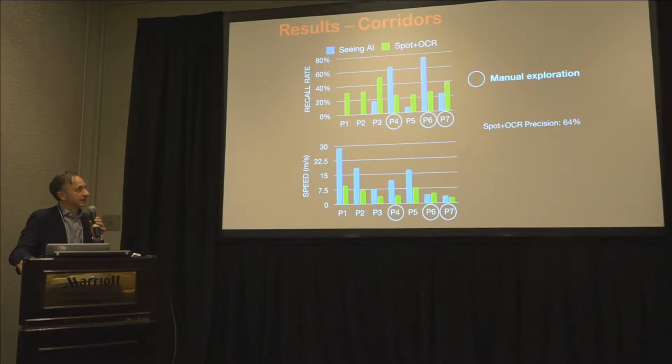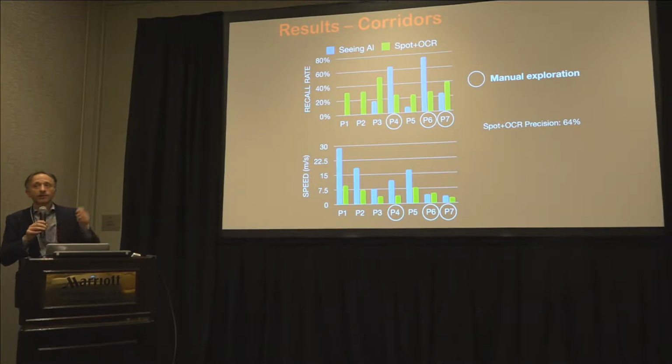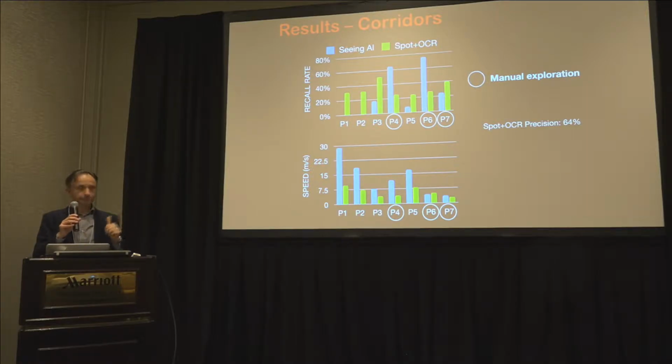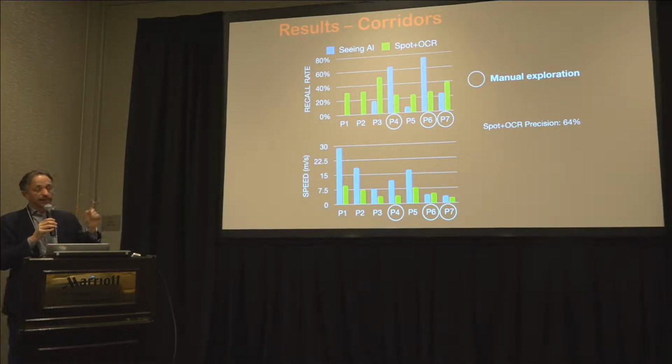I'm also showing the average speed in the corridor in meters per minute. The use of SeeingAI made for a significantly faster exploration. This is because our system requires action. You feel a vibration, you need to stop the camera and aim. And there are also some false alarms.